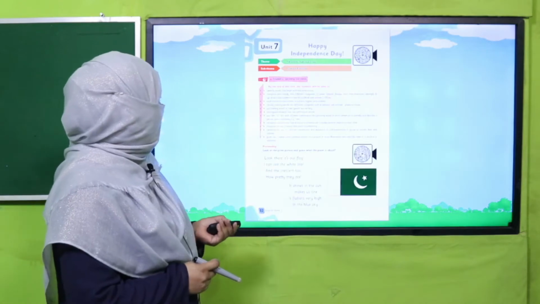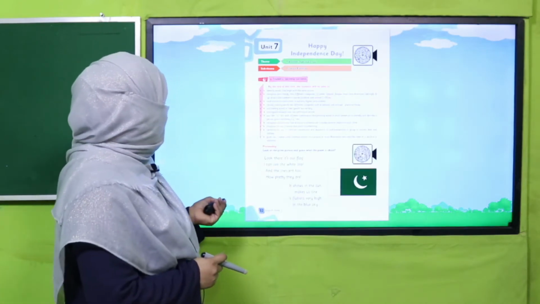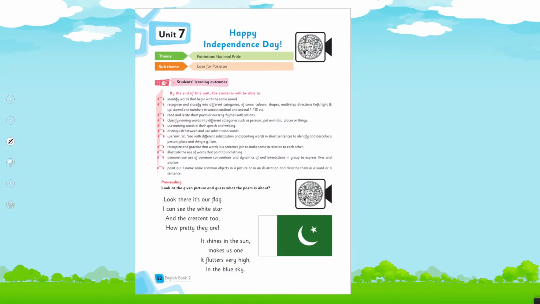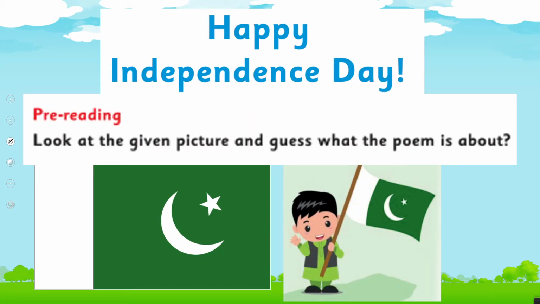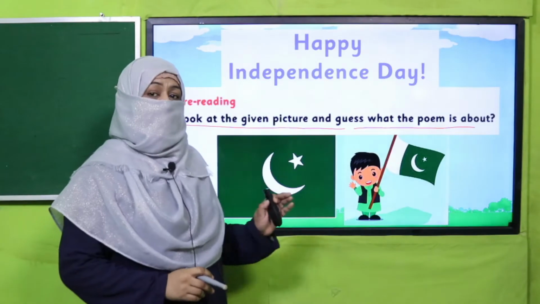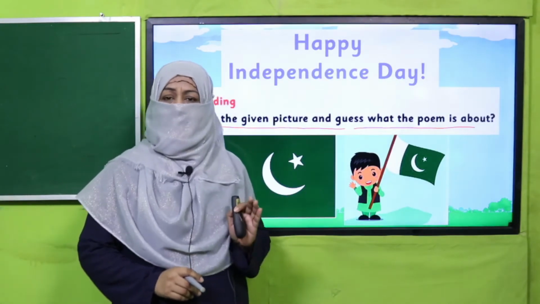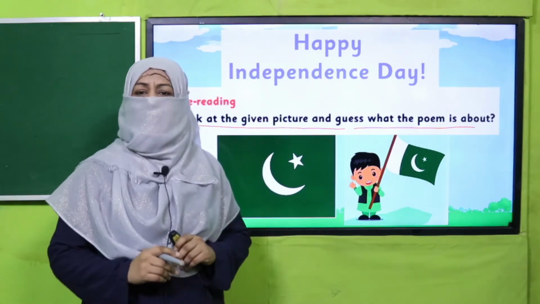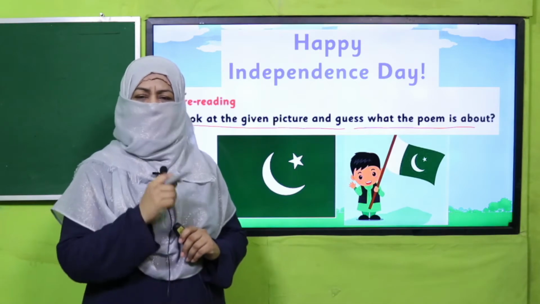First, all of you, open your book. The title of this unit is Happy Independence Day. So, you tell me, look at the given picture and guess what the poem is about. We have learned this technique. So, look at the picture, what the poem is about. Look at the title as well. Pause the video, answer this question to your teacher and then come back.